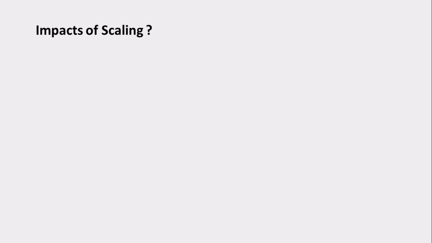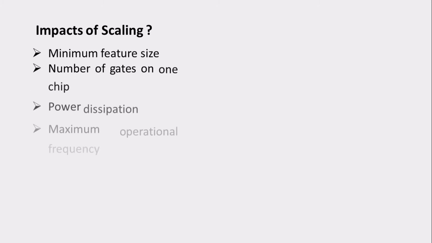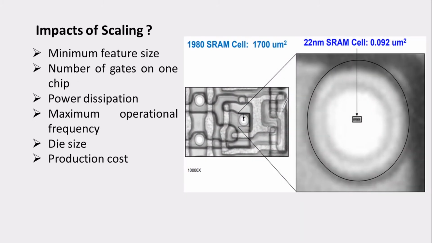So what are the impacts of scaling down the device? What can I achieve? The minimum feature size will be reduced, the number of gates in a single chip will be increased, the power dissipation will be reduced, we can achieve more frequency, the die size can be reduced, and the production cost can be reduced.